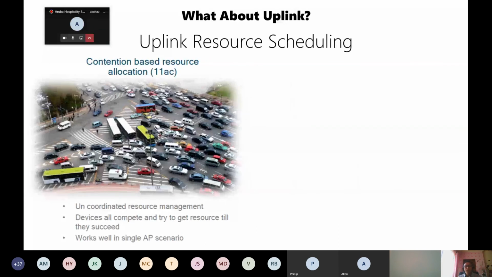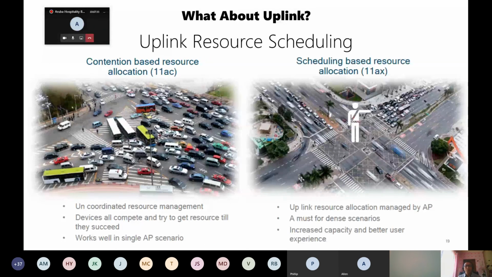In 11AX, or Wi-Fi 6, resource scheduling is introduced. In 11AX, the AP becomes the coordinator. The AP is the one that tells the client, you transmit now or you don't transmit. This helps with high density and with battery life. That is the advantage of moving on to AX, because you increase the capacity of the network and prevent retransmissions or collisions.